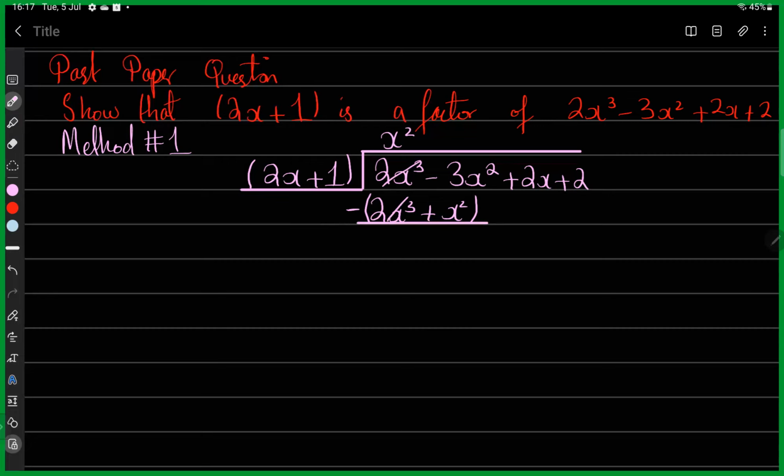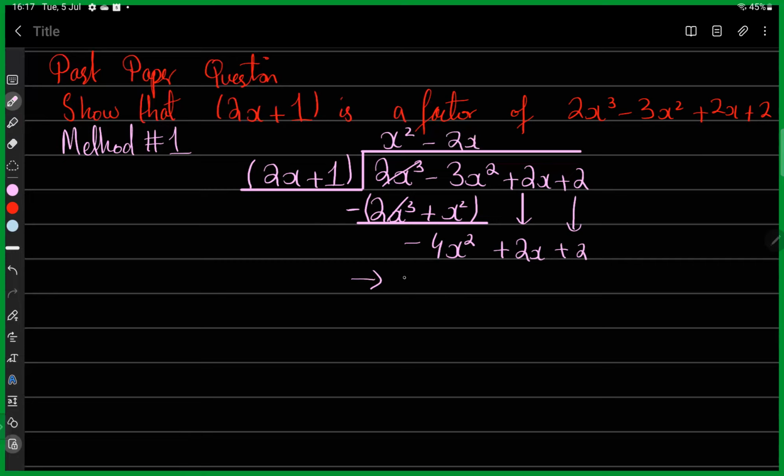And I would be left with minus 3x squared minus x squared. So that would give me minus 4x squared. Next, I will just write it down over here. It's positive 2x and it's positive 2. Now I need minus 4x squared here, so I will be multiplying it by minus 2x.